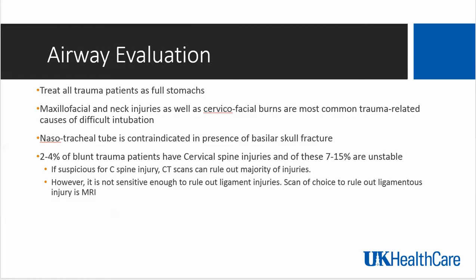2 to 4% of blunt trauma patients have cervical spine injuries, and of these, 7 to 15% are unstable. If you're suspicious for a C-spine injury, CT scans can rule out the majority of injuries. However, these CT scans are not sensitive enough to rule out ligament injuries. If you suspect a ligament injury, the scan of choice to rule it out is an MRI.